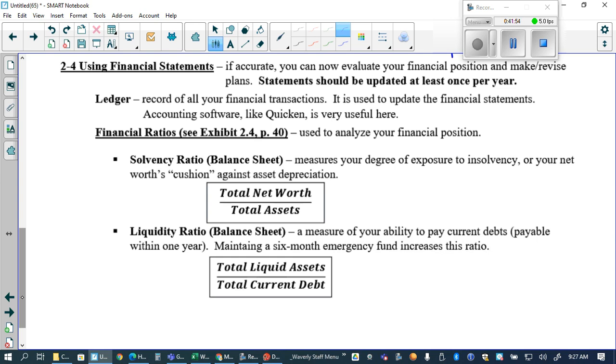So one of the first ratios they talk about is the solvency ratio. Now, two of these ratios come from the balance sheet figures, and the other two come from the income and expense, okay? So your solvency ratio comes from the balance sheet. You take your total net worth and divide it by the total assets. So what does the solvency ratio tell you? You're reading.